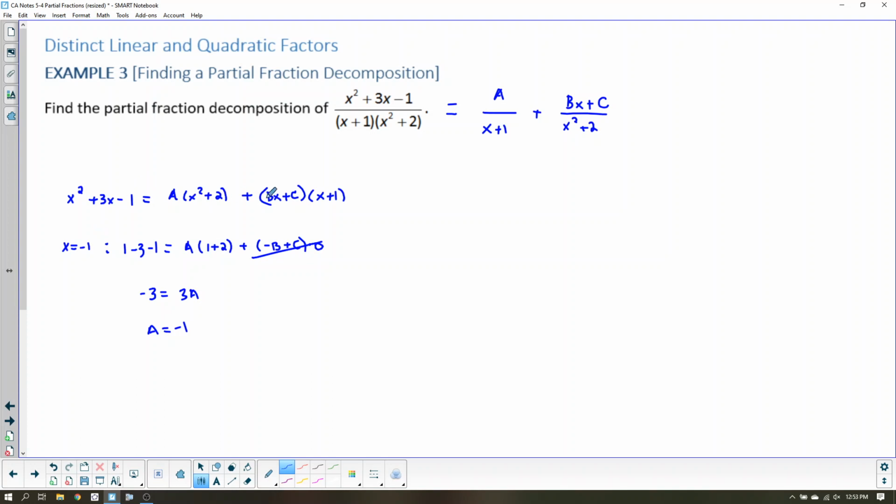The next one that we should give a try is 0, because 0 is going to wipe out the b. Do that. All right, left-hand side, you're just going to get -1. Then it'll be a times 2 when we plug 0 in here, plus b times 0, which wipes out, plus c times 1.